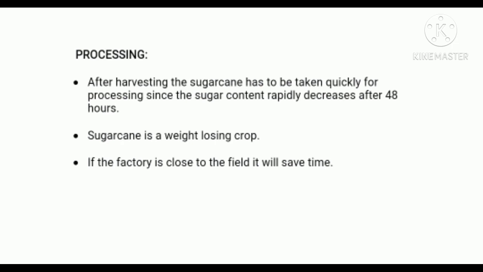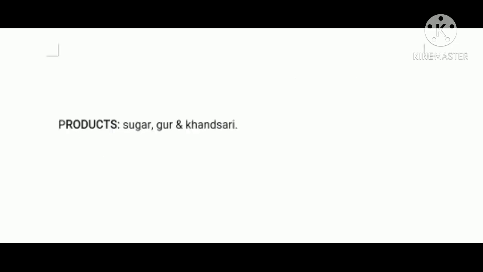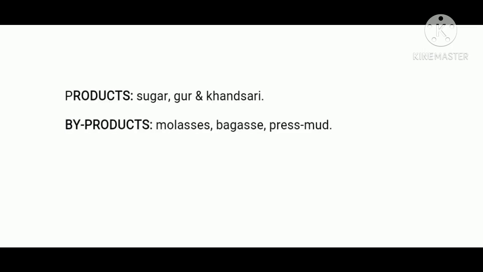After the extraction of sugarcane juice, it is boiled without delay. Lime is added to remove the impurities and for crystallization also. Talking about the products of sugarcane, it includes sugar, gur, and khansari. Talking about its byproducts, it includes molasses, bagasse, and the press mud.